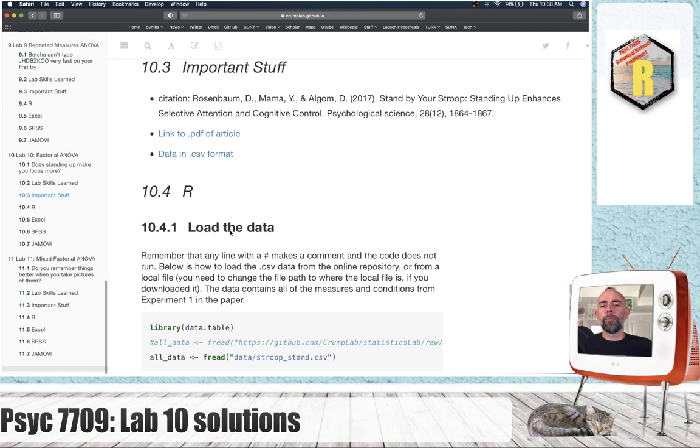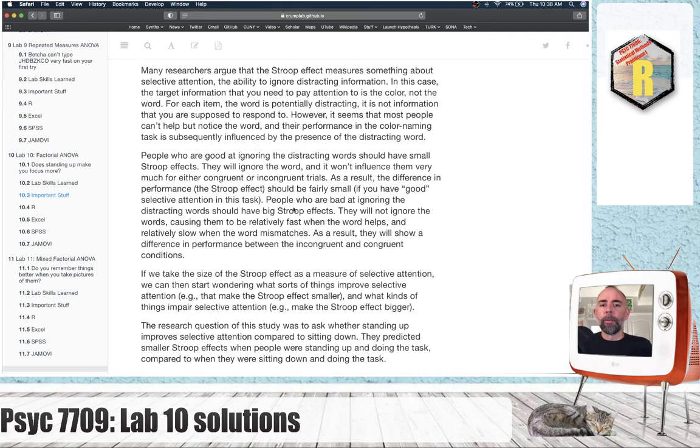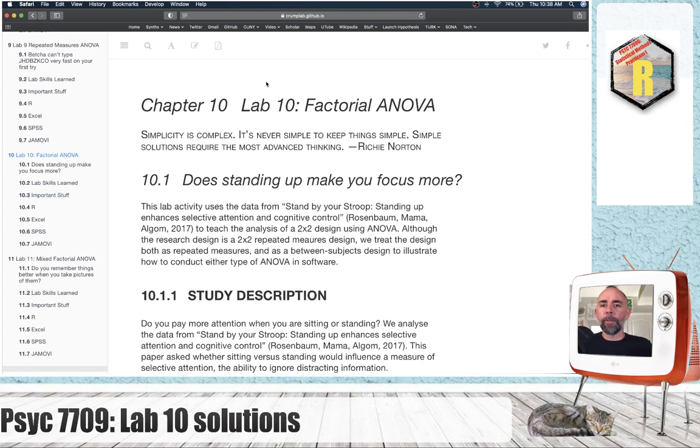If you want to get the paper, you can follow that link and download the article here, and you can get the data in CSV format here. This link took us to chapter 10 in the lab manual that I wrote for an undergraduate statistics course. You could read this to get a general understanding of what happened in this paper.